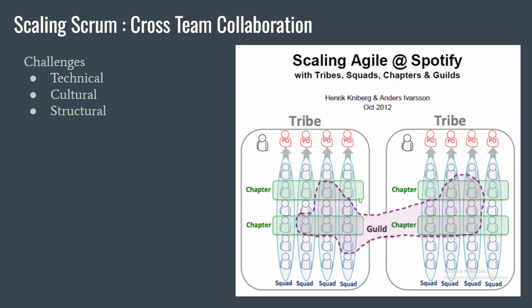We also build this concept of a guild. If a lot of people are interested in machine learning, you create a virtual team across these tribes, to share and increase the knowledge of a specific topic. That's not really related to agile or Scrum, but it's one way of sharing knowledge. But anyway, this is how you scale agile, and this works quite well. But again, you have to solve for the technical, cultural, and structural changes.